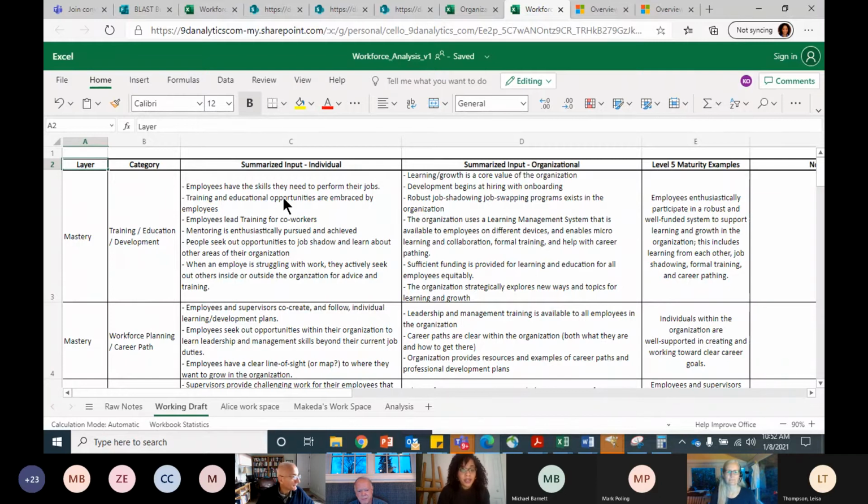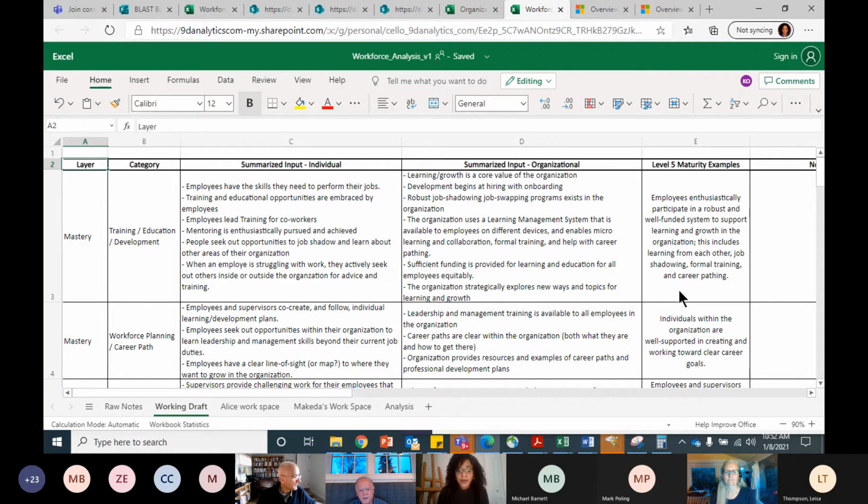But some of the input we got in terms of what do individuals in the organization need to do in order to get to level 5 maturity in terms of training, education, and development? Do the employees actually have the skills they need to perform their jobs? Are there opportunities that are embraced by employees? You can offer opportunities, but if employees in the workforce are not embracing and taking advantage of opportunities, that's something we need to address at the workforce level. Also, are employees collaborating to lead training, that sort of thing. So these are some of the behavioral examples that we want to use to get us to our level 5 maturity example.